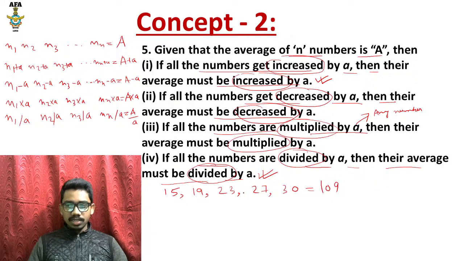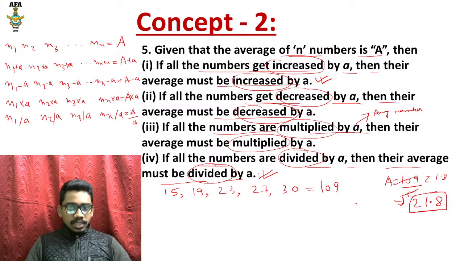And how many numbers are there? 5. The average will be 109 by 5. 5 2s are 10, 5 1s are 5, 40, 5 8s are 40. The average will be 21.8, right?